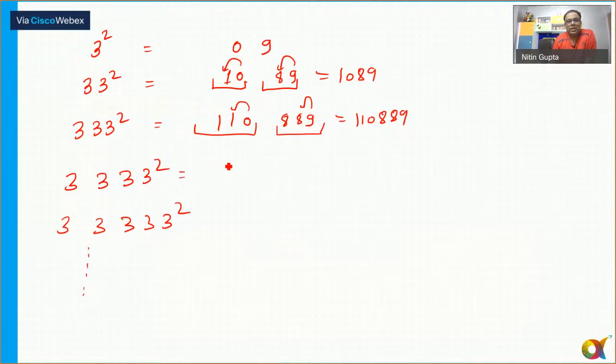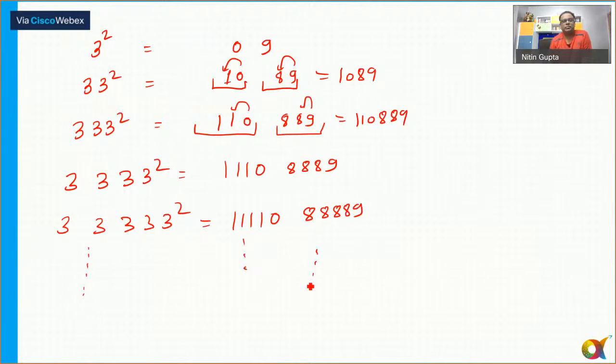3333: it will be nothing but 111 followed by 0, then 888 followed by 9. 5 times 3 square: so 4 times 1 followed by 0 and 4 times 8 followed by 9, and so on here. All right, so this is all about the power of 3s here. And like I told you, a similar pattern we have observed for one more number, that is the power of 6s.